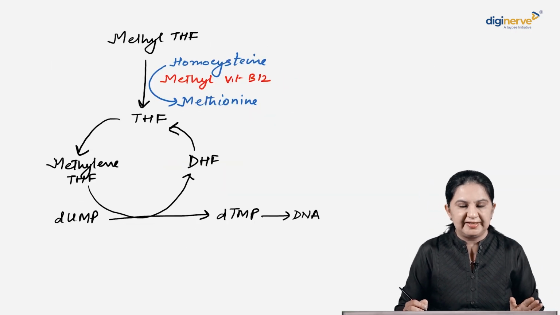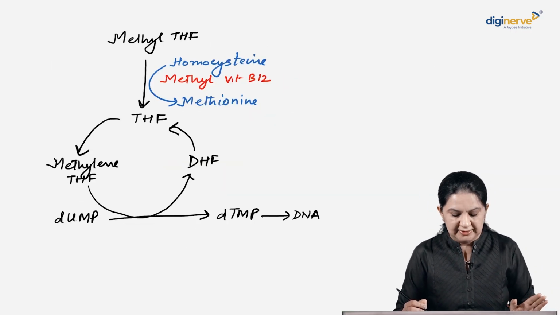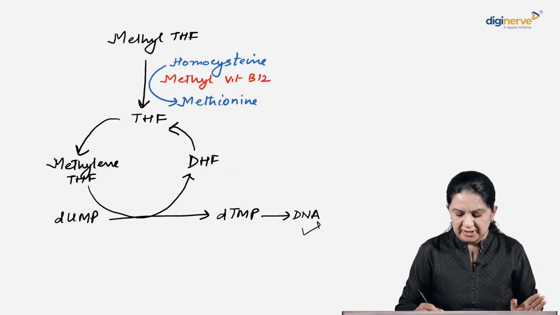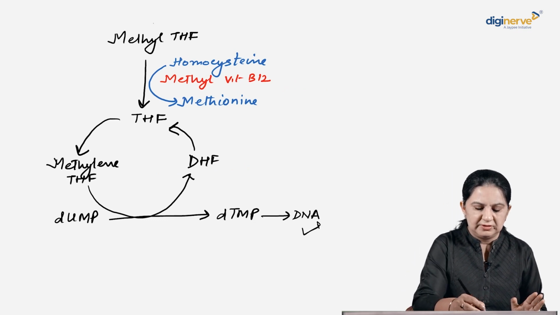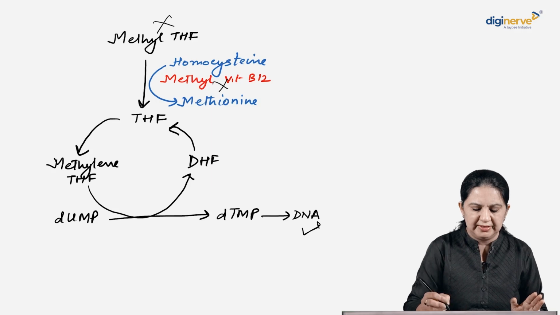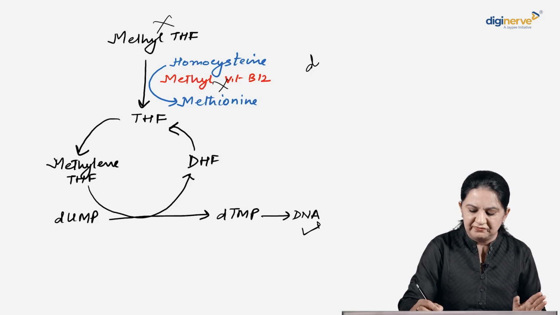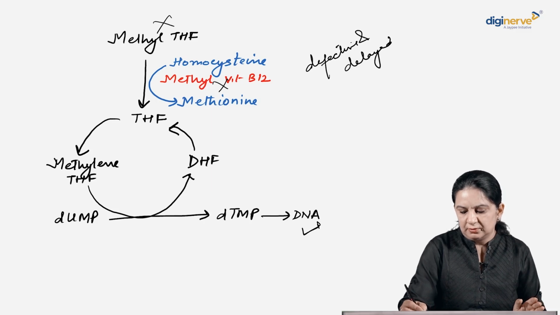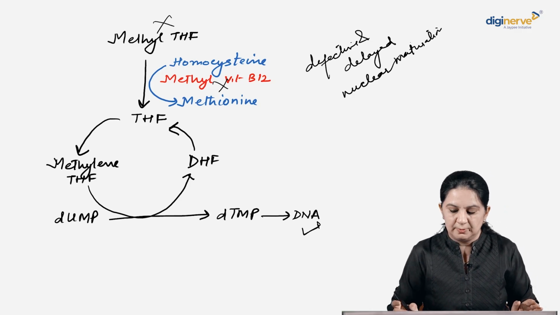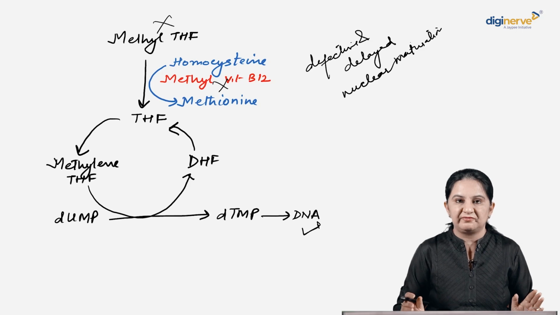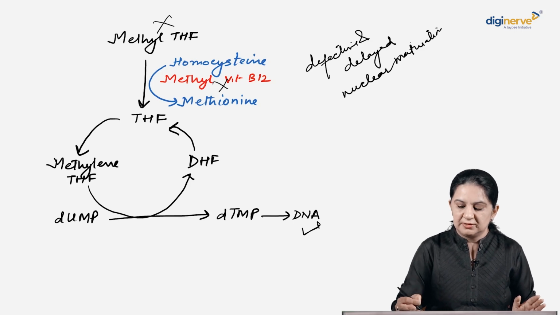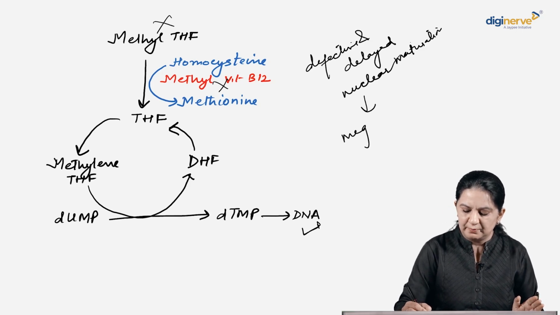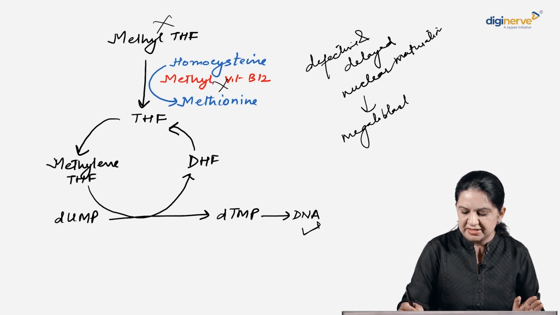Okay, so what about folate deficiency? We know that methyl tetrahydrofolate is required for the production of DNA. So if this is not there, this explains the defective and delayed nuclear maturation. First slide I told you that macrocytic anemia is because of defective and delayed nuclear maturation. This explains why we get megaloblasts.